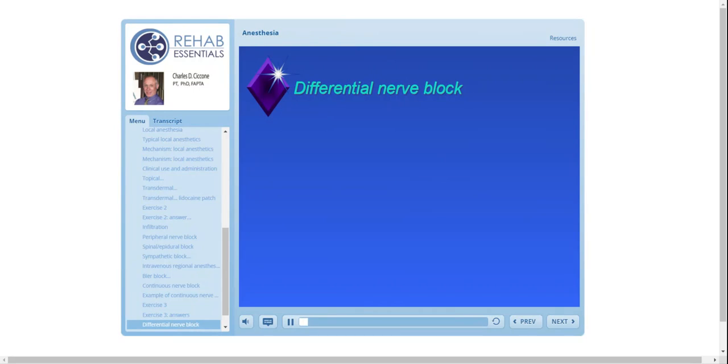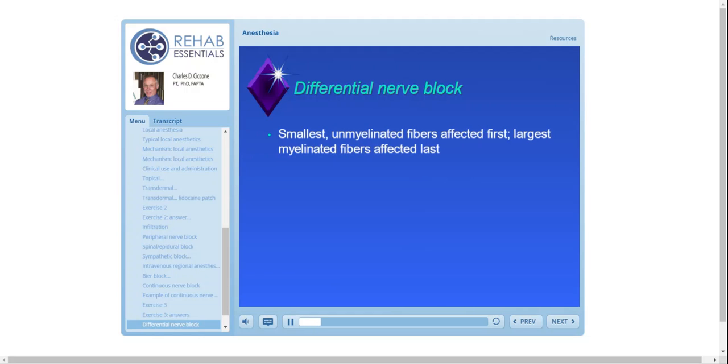We should talk a little bit about something called differential nerve block. This is where not all fibers or axons in that nerve are affected in the same way by the anesthetic. What we see is the smallest non-myelinated fibers are usually affected first, with the largest myelinated fibers affected last. So the typical order of functional loss, when an anesthetic is applied, is that pain is affected first. We have an analgesic effect first because, again, these are usually the small type C fibers that are not myelinated.